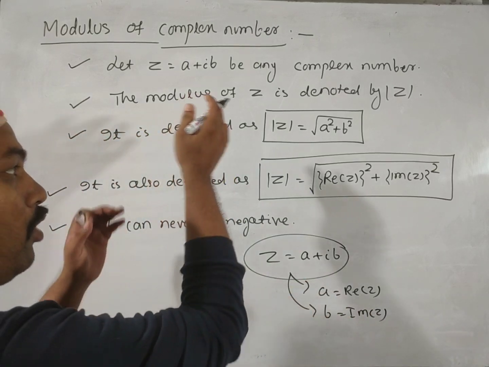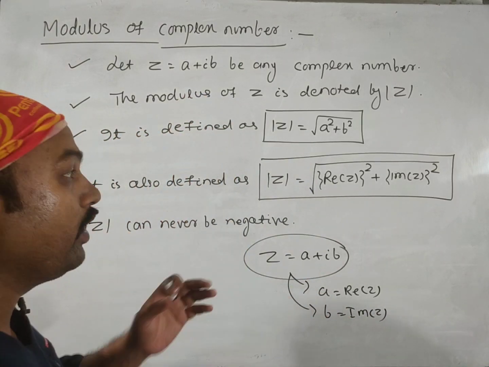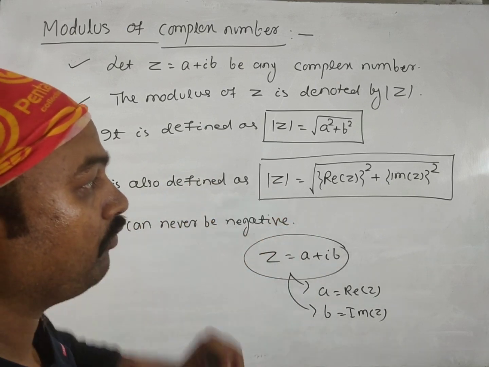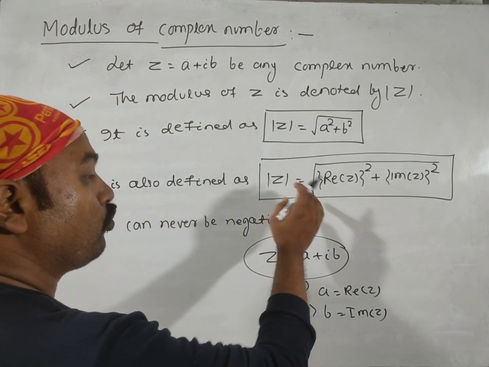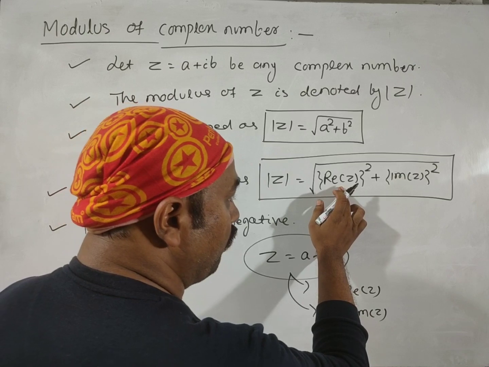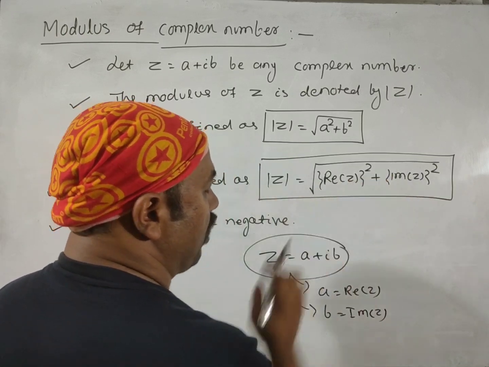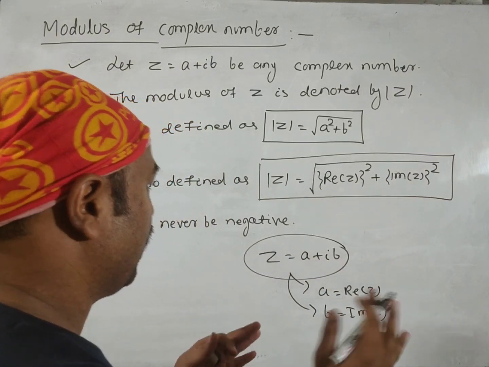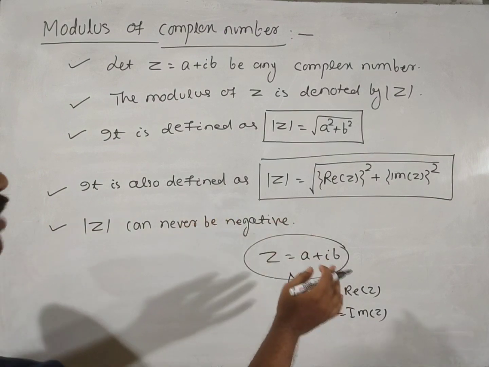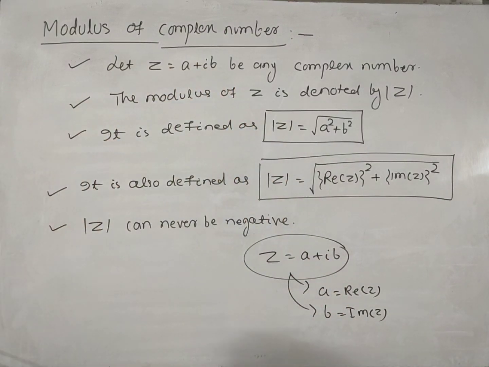So the modulus of the complex number is otherwise defined as the square root of the sum of the square of the real part of z and the square of the imaginary part of z. Then let us discuss some of the basic problems based upon the modulus of a complex number.